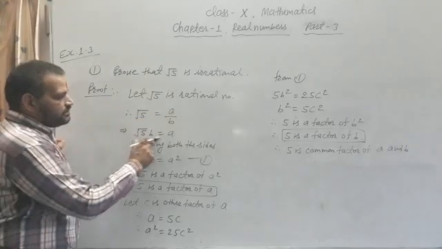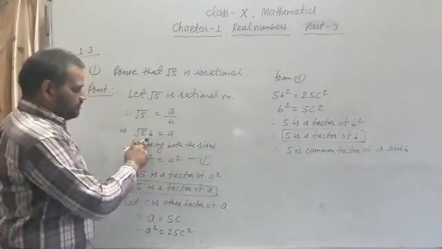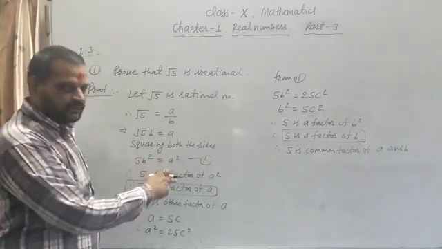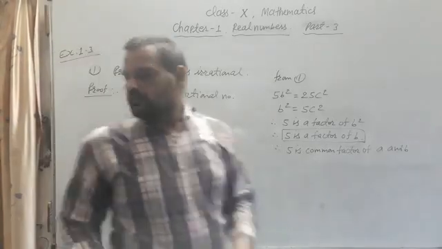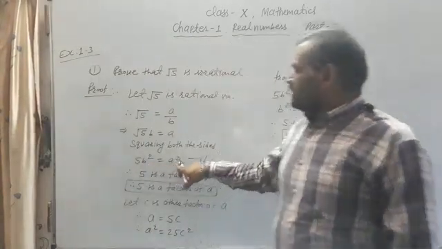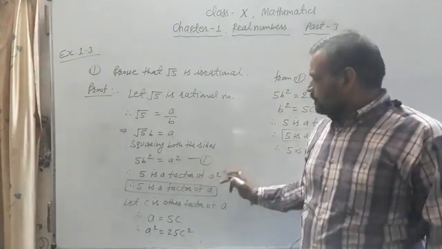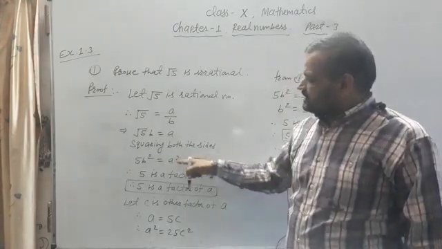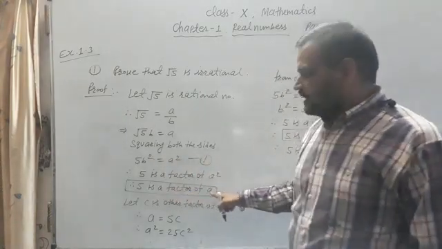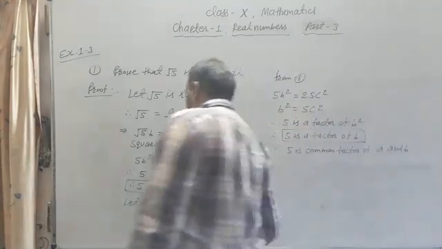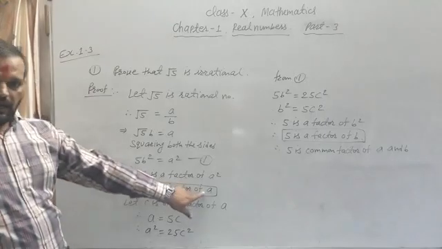Under root 5 into b equals a, by cross multiplication. Squaring both the sides, 5b square equals a square. By using this statement, 5b square equals a square, you can write that 5 is a factor of a square. Kya likh sakte hain ki 5 a square ka factor hai. Therefore 5 is a factor of a. So the first part we can write: 5 is a factor of a.